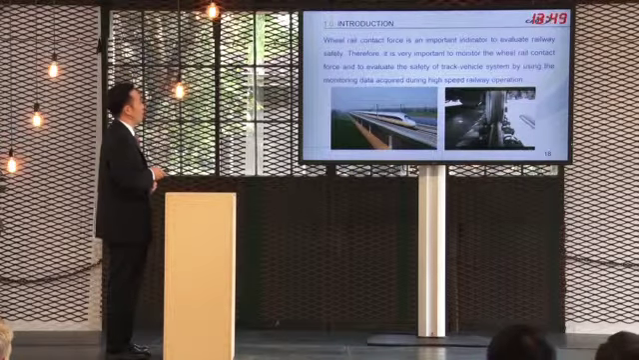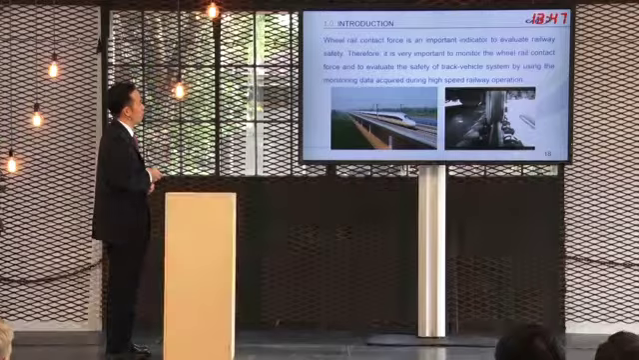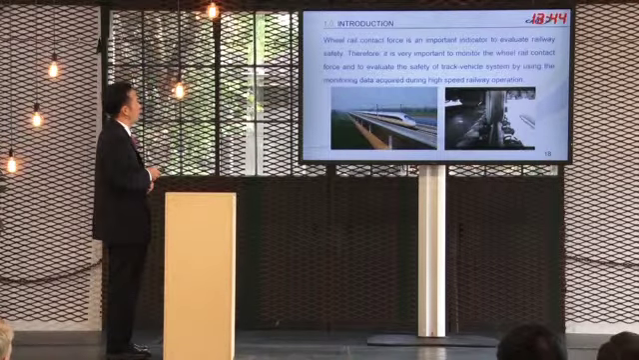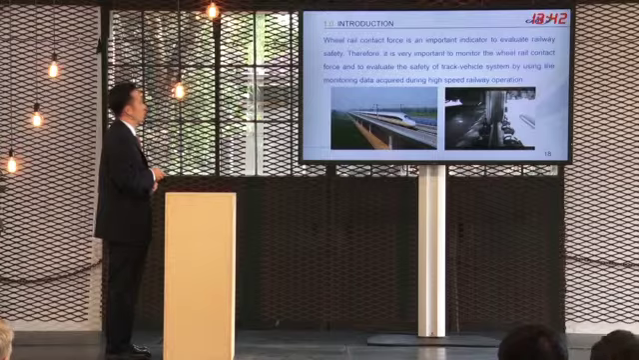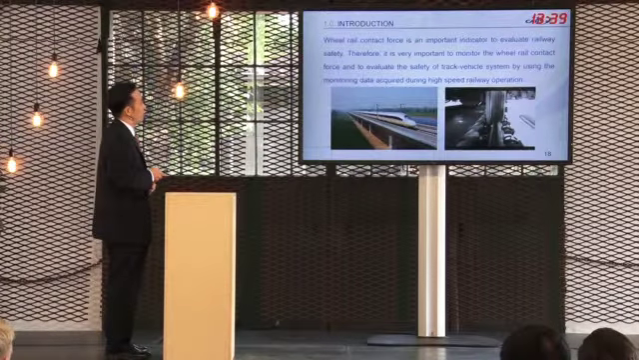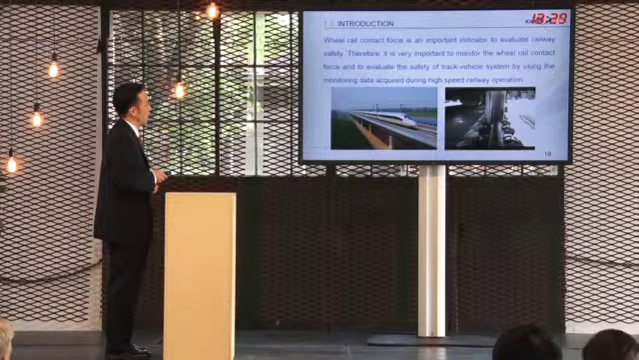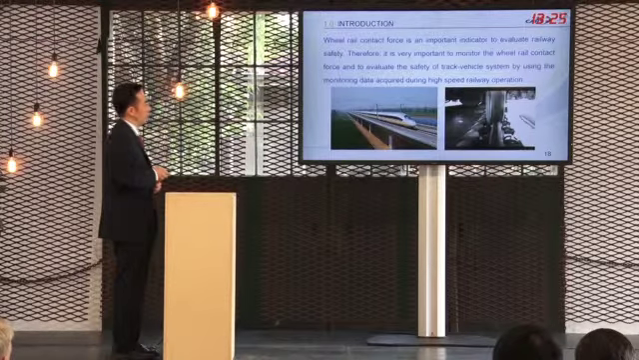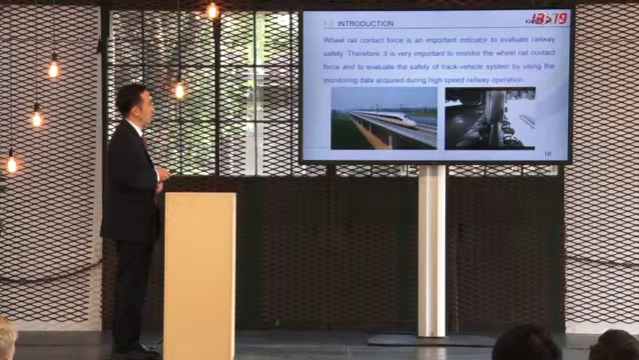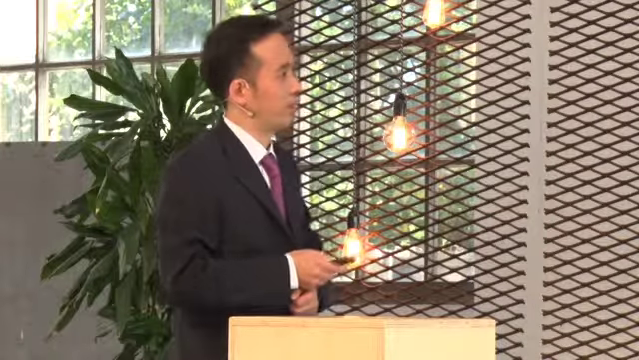It's well known real contact force is an important indicator to evaluate railway safety. Therefore, it's very important to monitor the real contact force and to evaluate the safety of the track vehicle system by using the monitor data accumulated during high-speed railway operation, such as the node reduction index and derailment coefficient to evaluate the safety of the vehicle and the system dynamic.